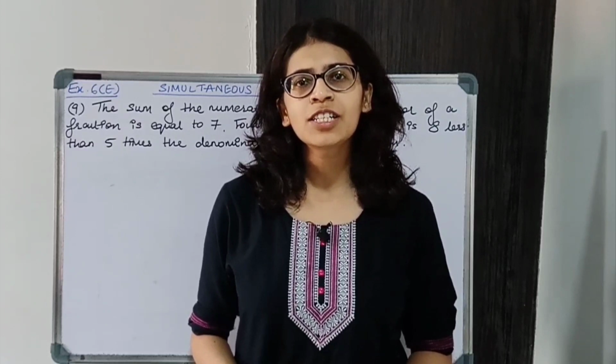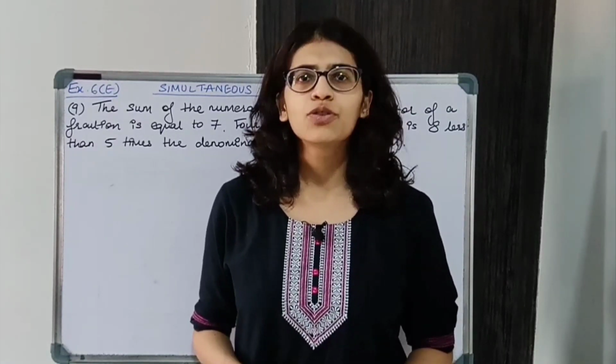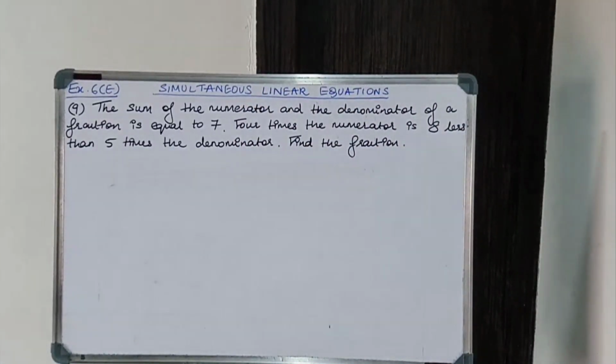In this video, we'll continue with exercise 6E from chapter Simultaneous Linear Equations. So moving on to question number 9. The sum of the numerator and the denominator of a fraction is equal to 7. 4 times the numerator is 8 less than 5 times the denominator. Find the fraction.